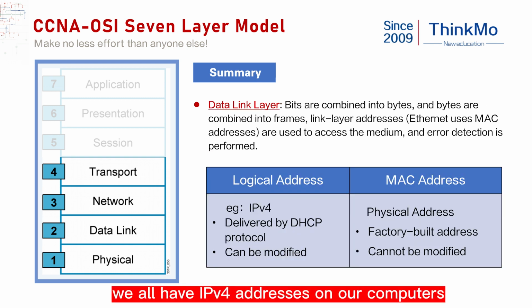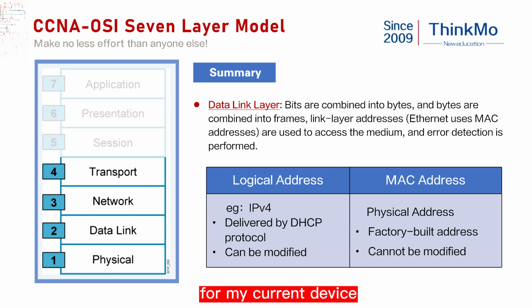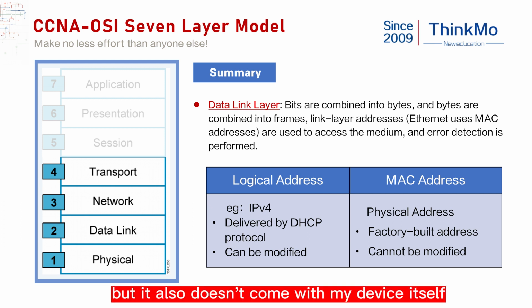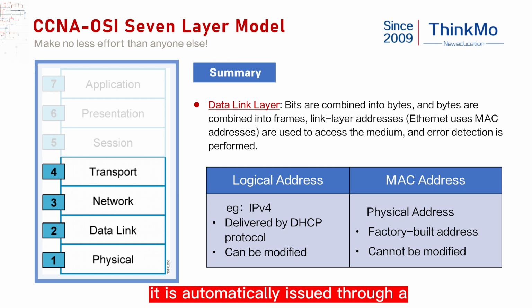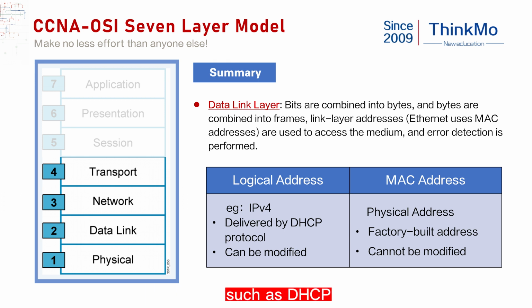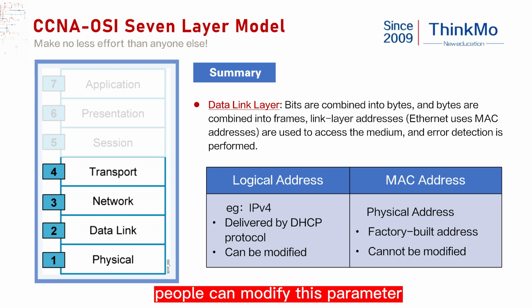We all have IPv4 addresses on our computers. For my current device, the IPv4 address is not assigned by me. But it also doesn't come with my device itself. Instead, it is automatically issued through a dynamic host configuration protocol, such as DHCP. It's called a logical address. It is modifiable. That is, people can modify this parameter.